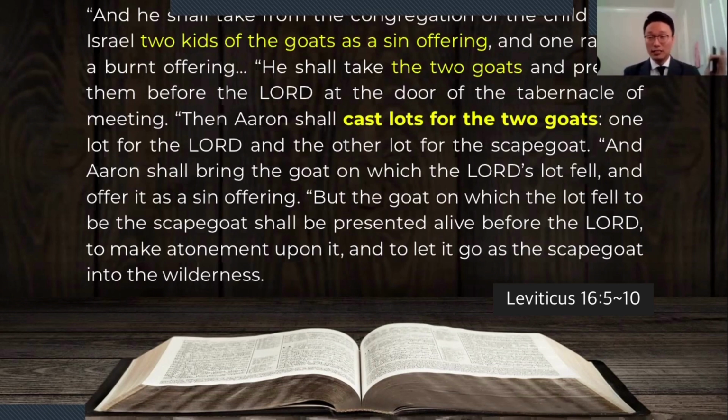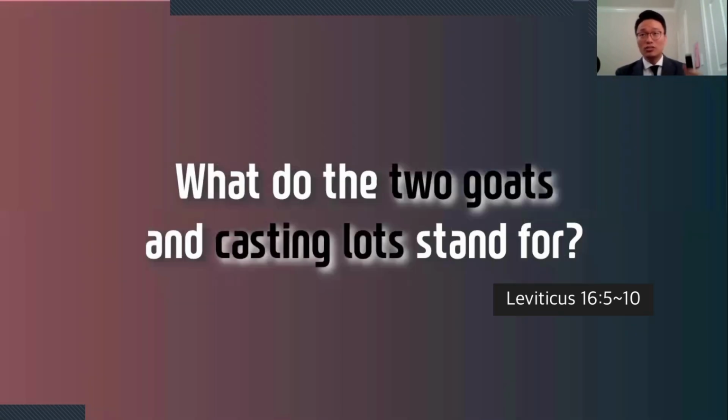Okay, we're going to read the rest of the part later. So basically, the picture that is drawn here is that the priest brings the 2 goats and presents them before the Lord. And then Aaron casts lots for the 2 goats. So what do the 2 goats that were brought and presented before the Lord and casting lots stand for?